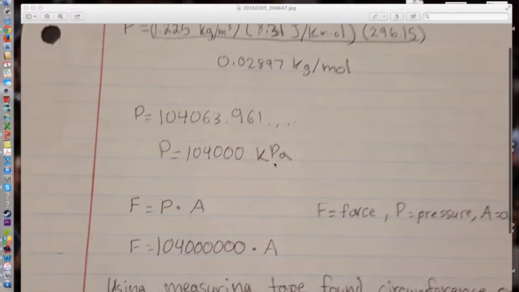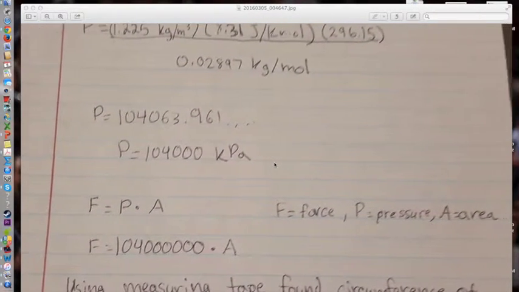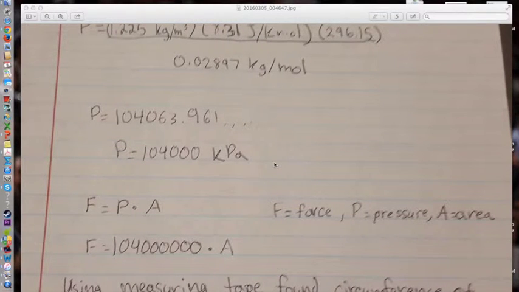Next, after we find the pressure, we have to figure out the force, which is basically the work done. And to do that, we need to multiply the area of the balloon times the pressure. Now, the pressure we already solved, and now we need to find the area of the balloon.